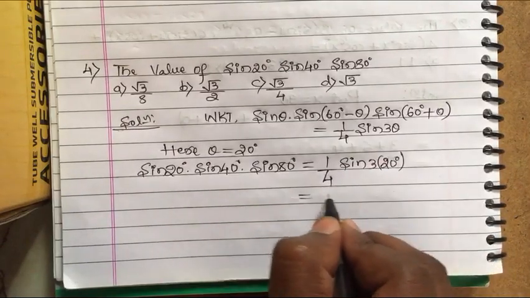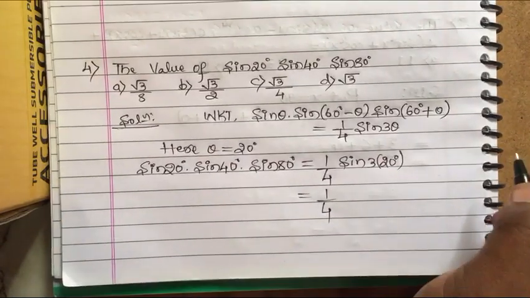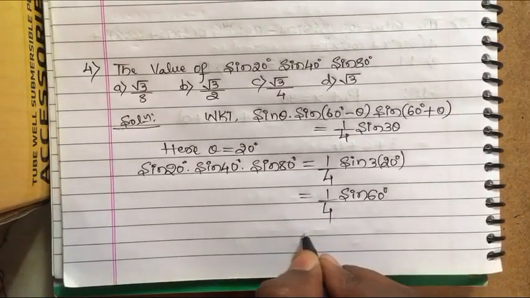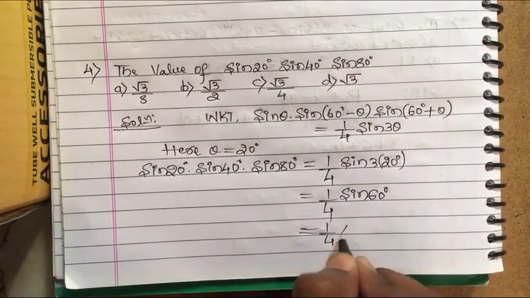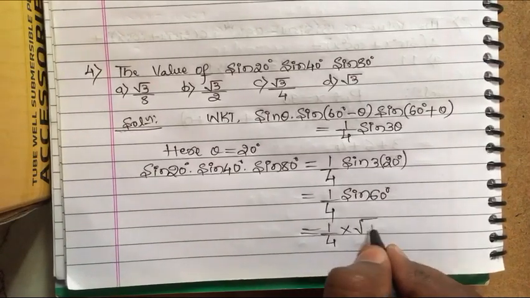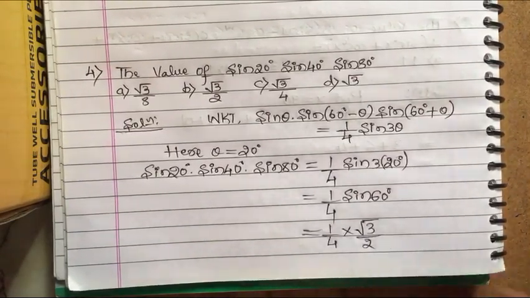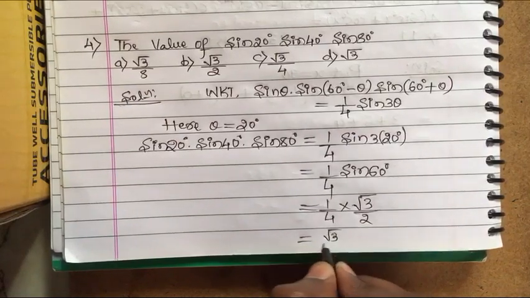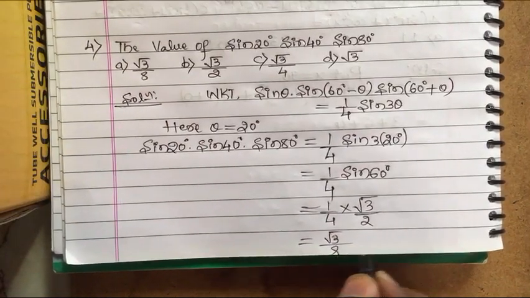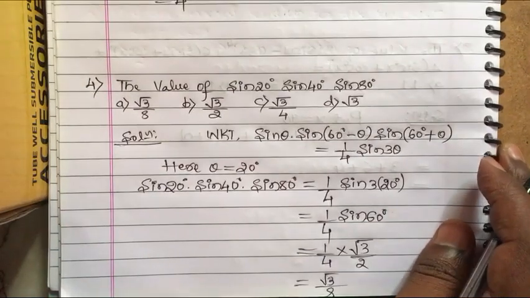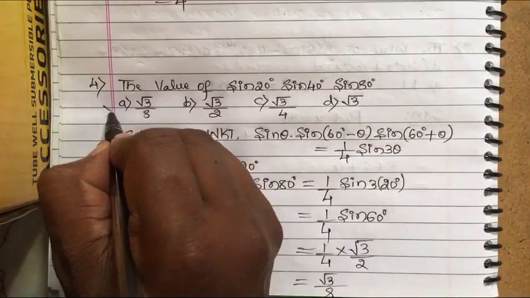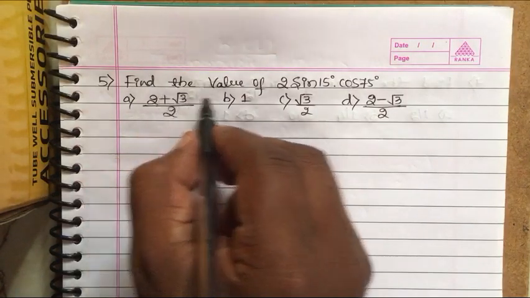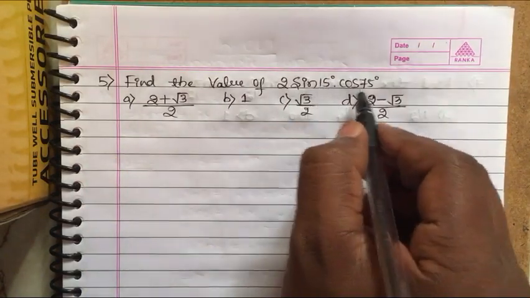Then we get 1 by 4 sine 3 into 20, it is 60 degree. Sine 60 degree, so 1 by 4 into root 3 by 2. The answer is root 3 by 8. So which is the right answer now? It is option A.